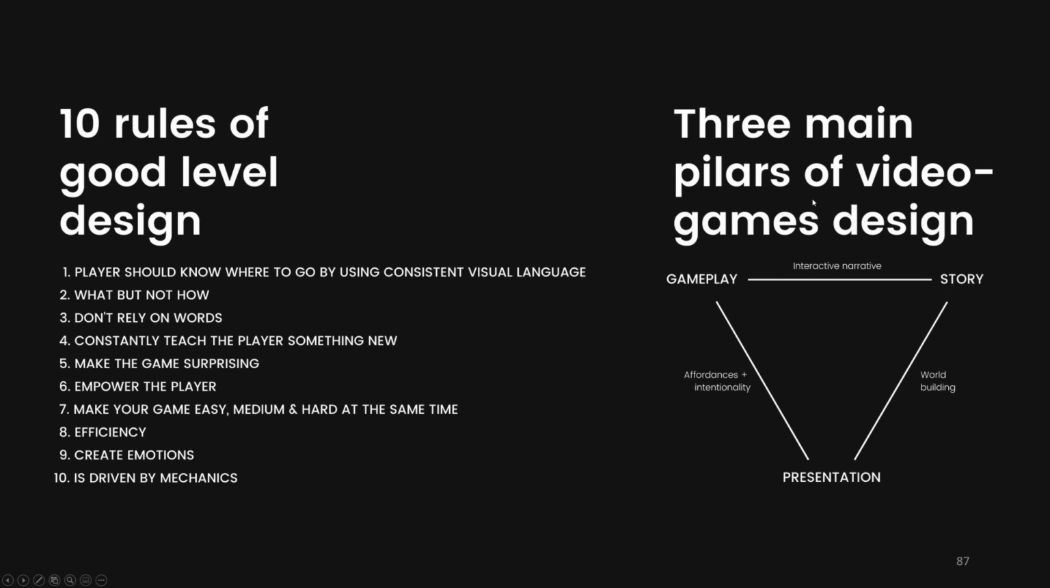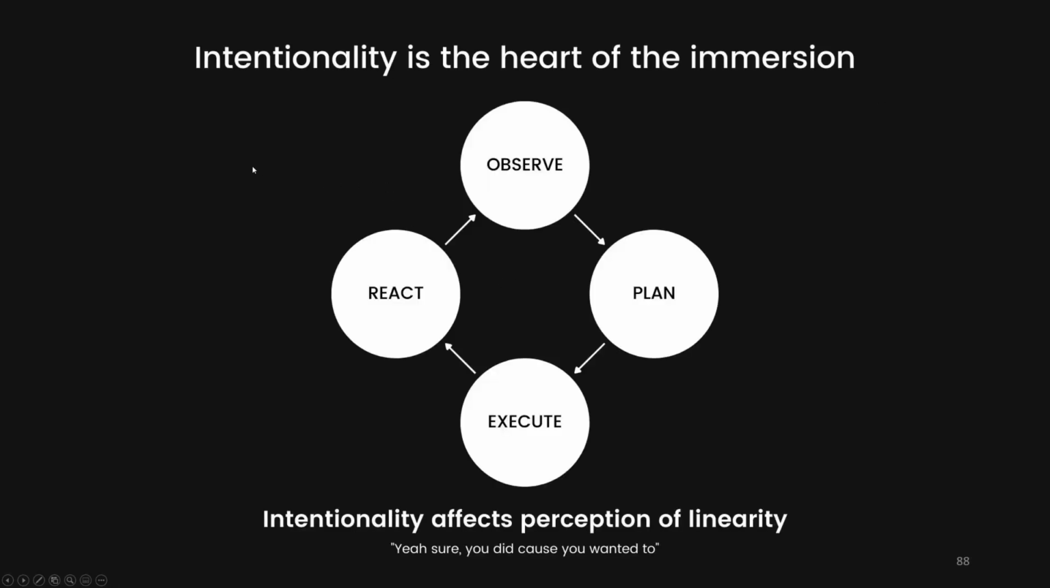When it comes to the three main pillars of video game design, we have gameplay, story, and presentation, and those are the factors that are working between each one of those. And there is this loop that's very, very important: we firstly observe, then we plan to do something, we execute it, and we react to the consequences. This is very important, as intentionality is what makes the game immersive. We also need to remember that very often affordances are what's making the player's intentions clear.